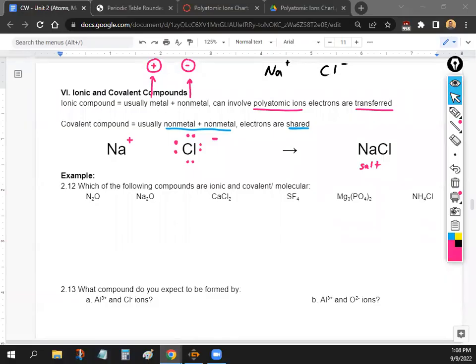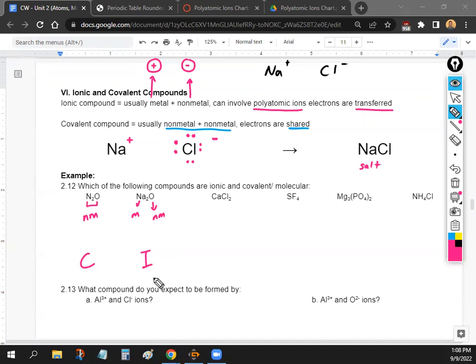Alrighty, can someone raise their hand and tell me what is N2O? Yeah, it's going to be covalent. Okay, so N2O is going to be covalent, and you know that because both nitrogen and oxygen are non-metals. Okay, good. All right, let's go to Na2O. Could someone raise their hand and tell me? Yes, Susanna. Yeah, this one is ionic, because sodium is a metal and oxygen is a non-metal. So this is ionic.